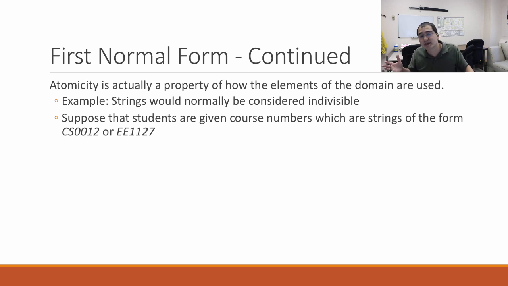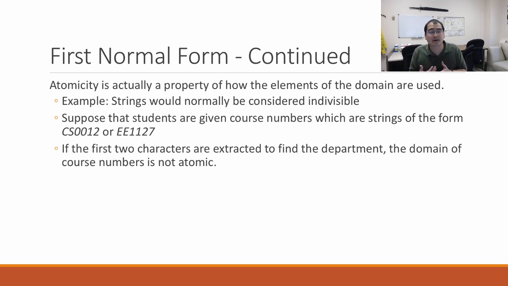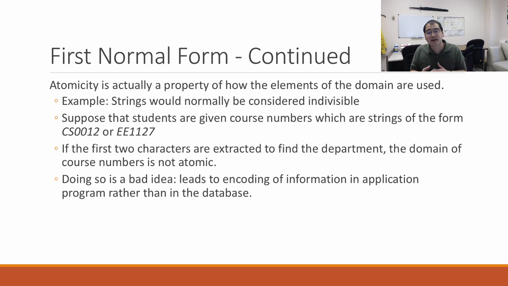And so because we can grab the first two characters to find the department, the domain course numbers is no longer atomic. CS here, CS0021, actually has multiple parts and really should be broken up into different attributes. And once again, the reason why it's bad to have composite values is because it means the application program has to be able to interpret these composite values.